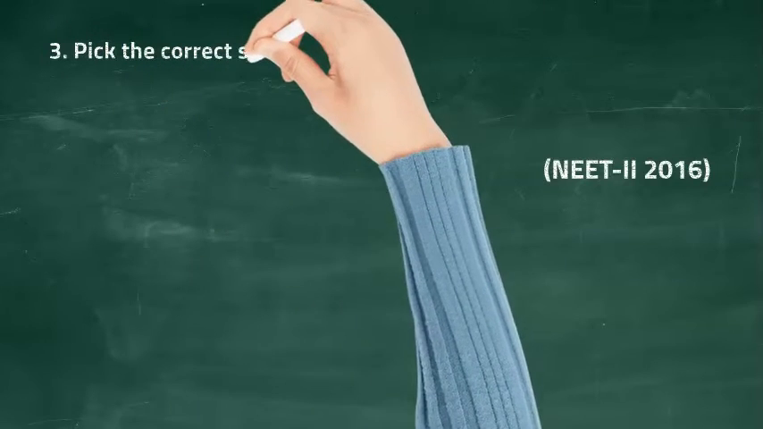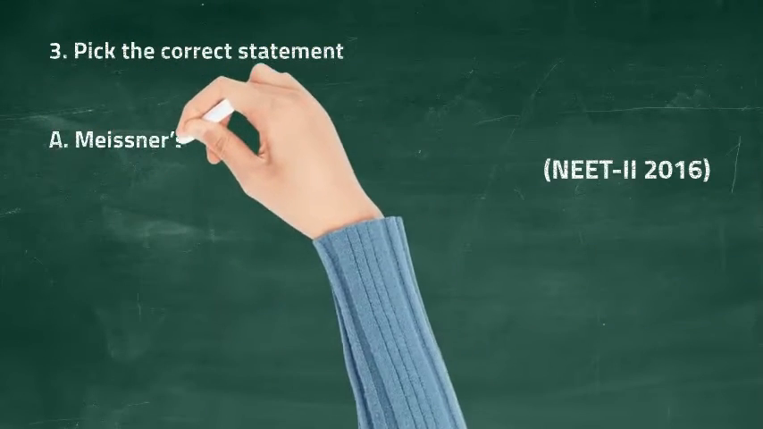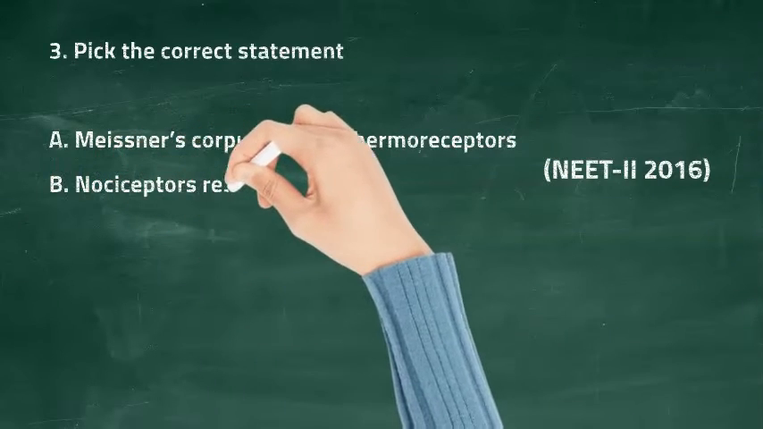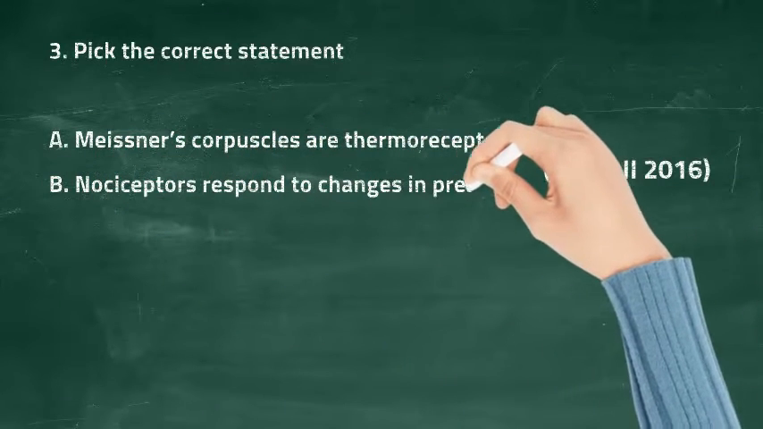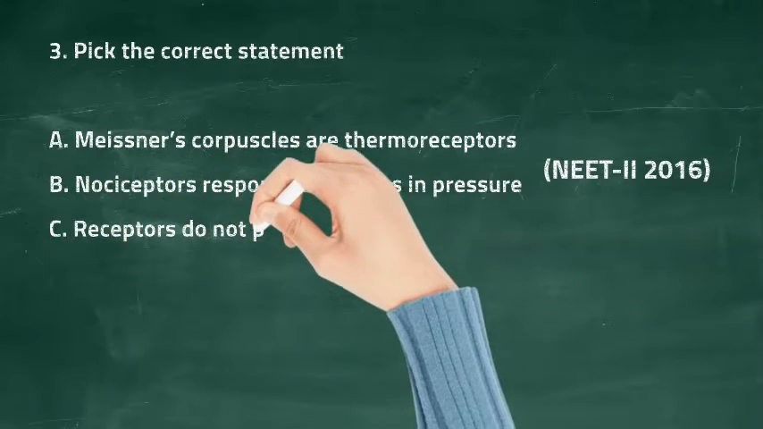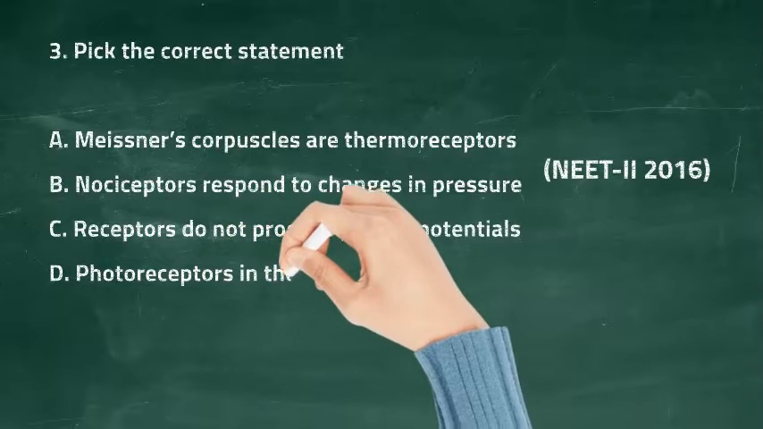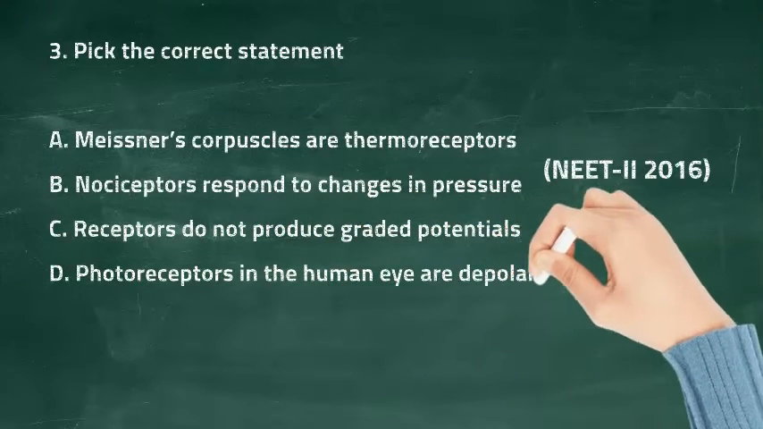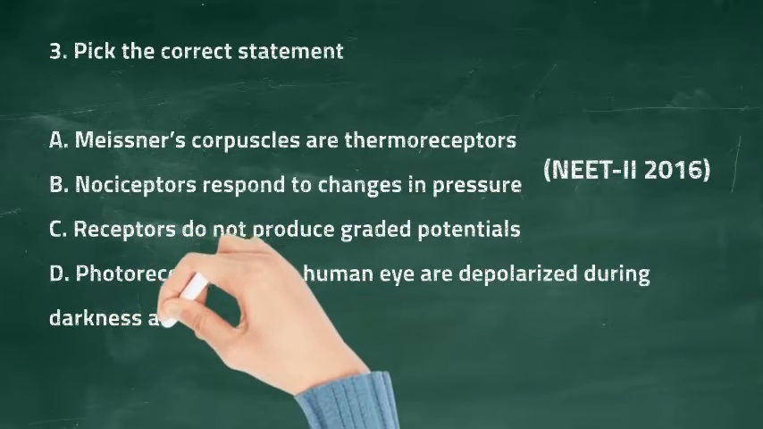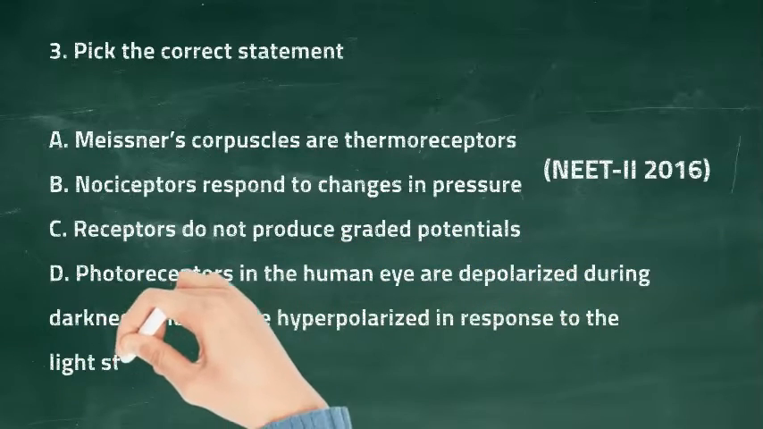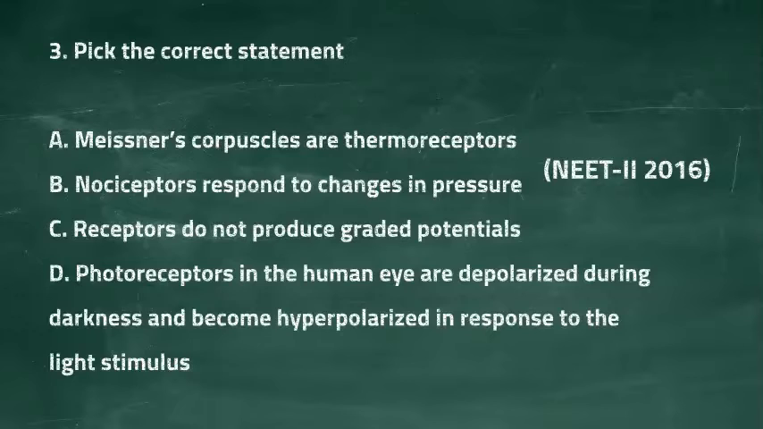Question third. Pick the correct statement. Option A is Meissner's corpuscles are thermoreceptors. Option B is nociceptors respond to changes in pressure. Option C is receptors do not produce graded potentials. And option D is photoreceptors in the human eye are depolarized during darkness and become hyperpolarized in response to the light stimulus. The right answer is option D, which is photoreceptors in the human eye are depolarized during darkness and become hyperpolarized in response to the light stimulus.